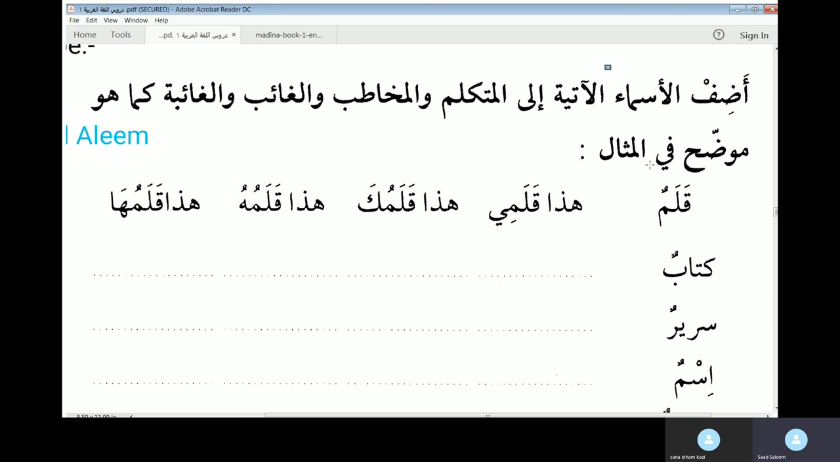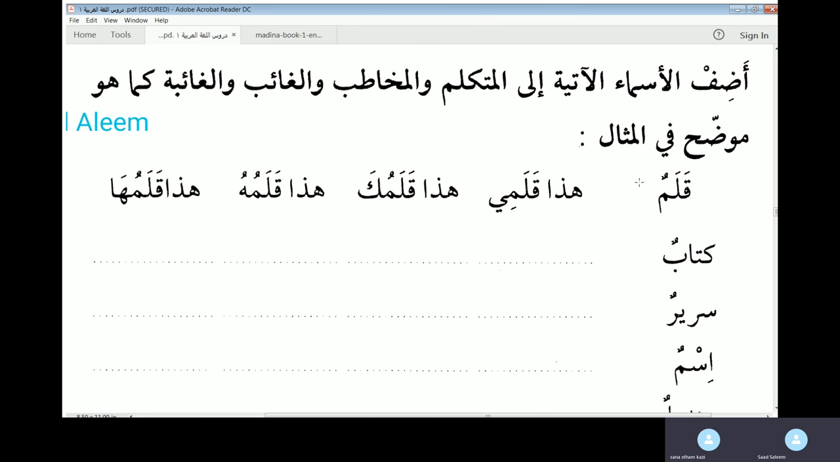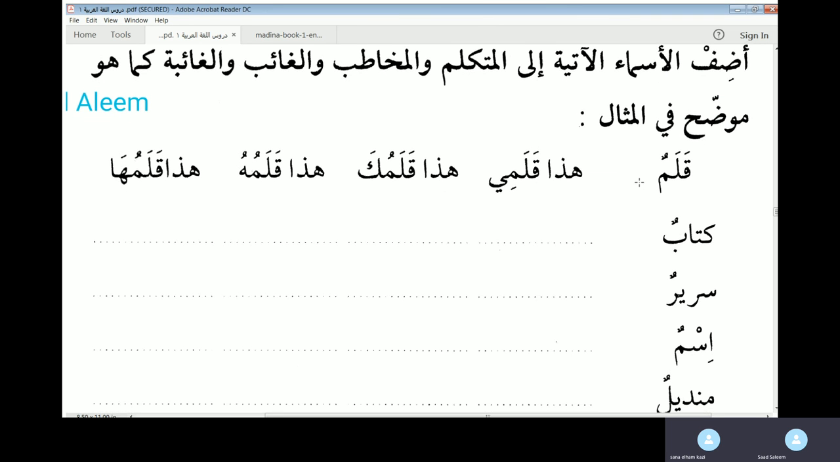So they have given us a noun and we will change it into mutakallim and mukhatib and ghaib and ghaiba. We will change into four forms like it is explained. Muwazzi explained in the example. Okay. Or you can say shown in the example.